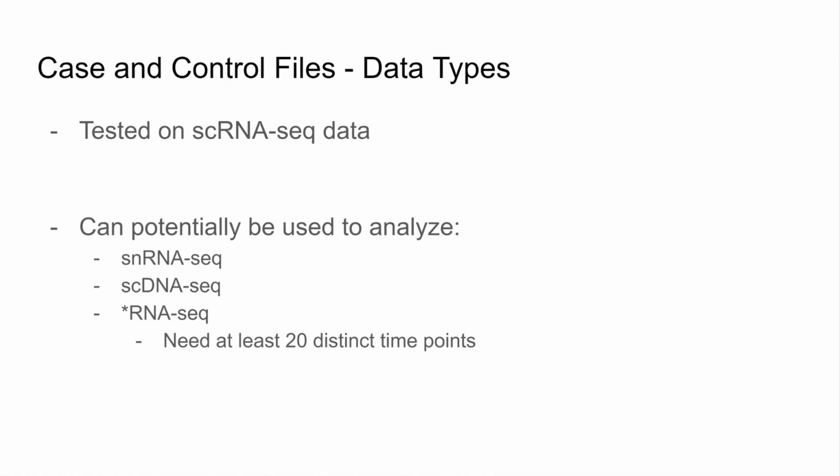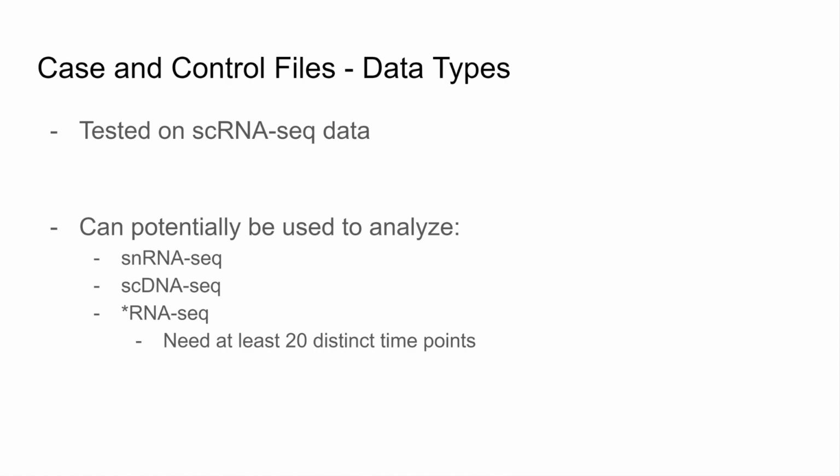You can also use a variety of data types. scTIGER was only tested on scRNA-seq data, but it's reasonable to apply this to other data types with a similar structure. Some other data types could be single nucleus RNA sequencing, single cell DNA sequencing, and bulk RNA sequencing, but if you're using bulk RNA sequencing, you would need at least 20 different time points. However, those would all be potential applications for scTIGER.